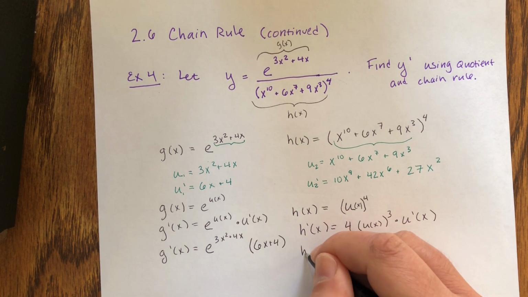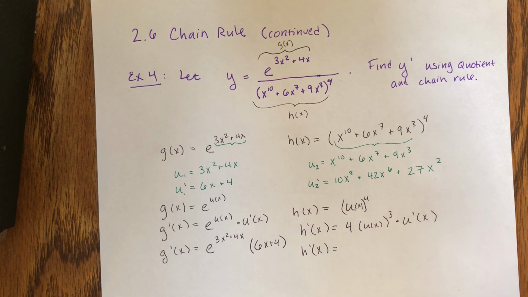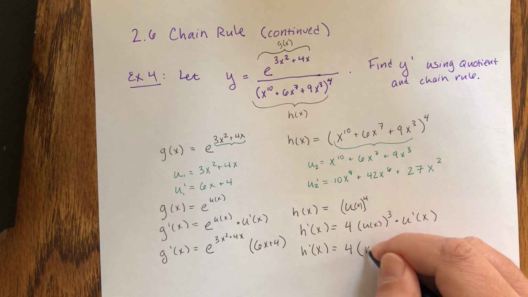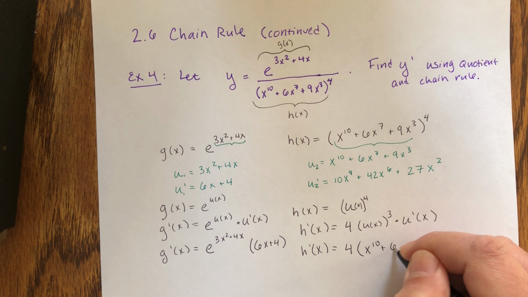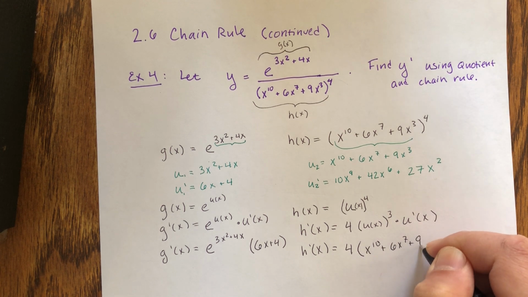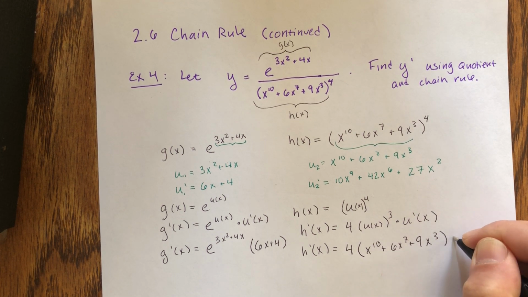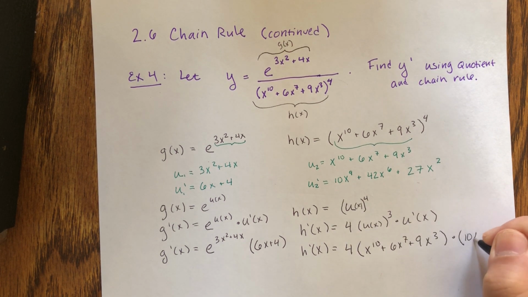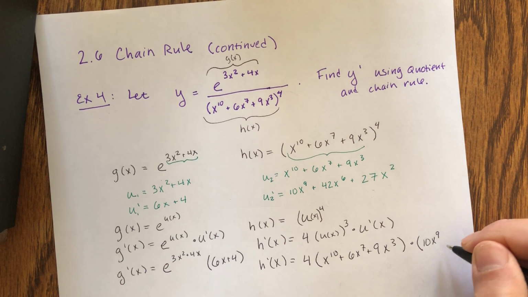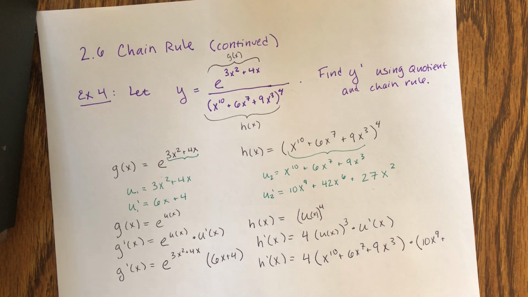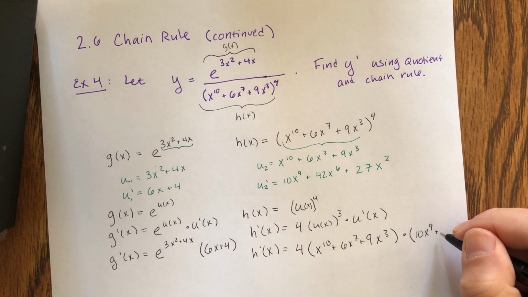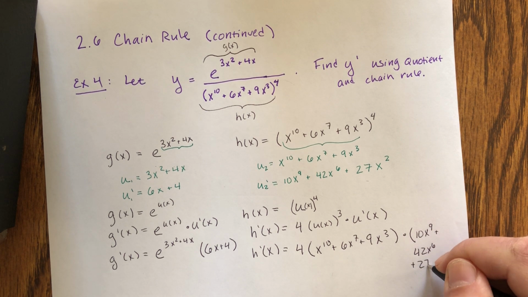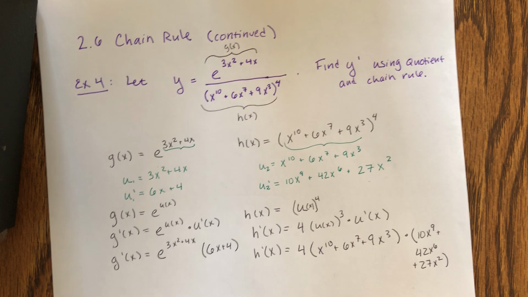And plugging that back in, we get that h prime is equal to 4 times my original u function, x to the 10th plus 6x to the 7th plus 9x cubed, times u prime. So times 10x to the 9th, I'm running out of space, plus 42x to the 6th plus 27x squared. Oof. All right, there it is.